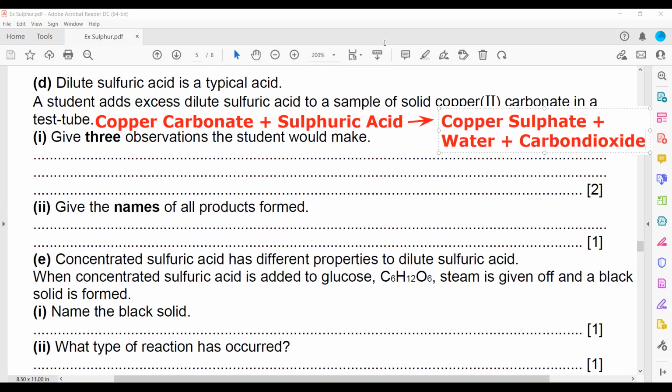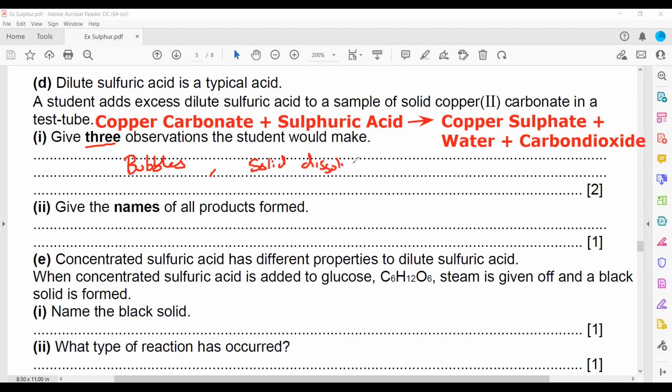So give three observations. What we will see: number one, whenever a gas is given off, you will see bubbles, fizz, or effervescence. That is one thing. Then this copper carbonate is a solid. This copper carbonate will dissolve. So we can mention solid disappears or solid dissolves.